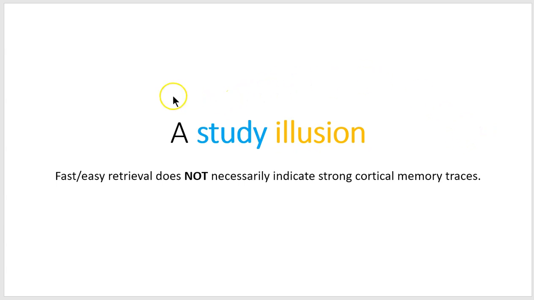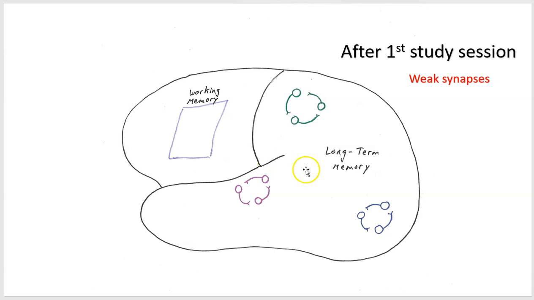In this lesson, I want to discuss a study illusion: that fast, easy retrieval does not necessarily indicate strong cortical memory traces. We'll have to assume here that you've already watched the previous lessons in this series on how brains are making memory traces and the importance of the communication between the hippocampus and the cortex in consolidating memories in our long-term system. So here we have a brain after we study one time.